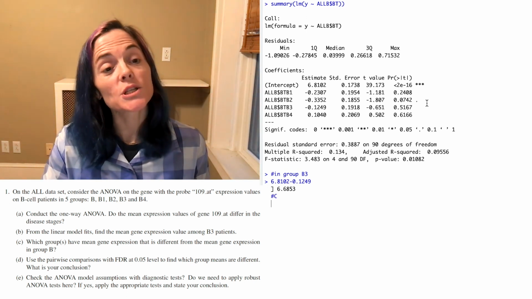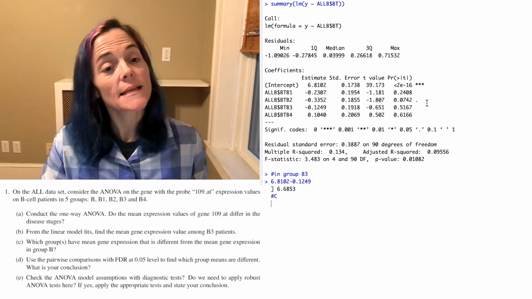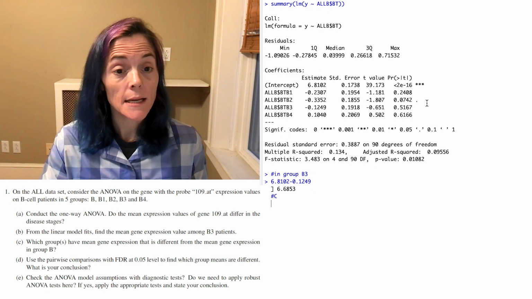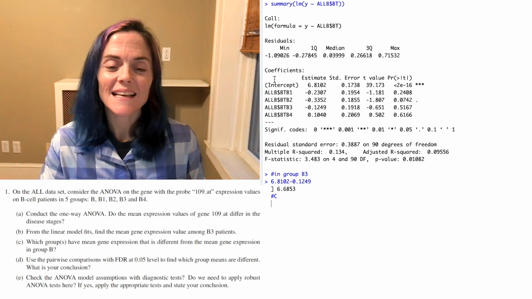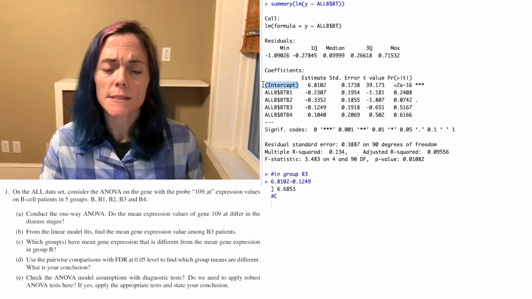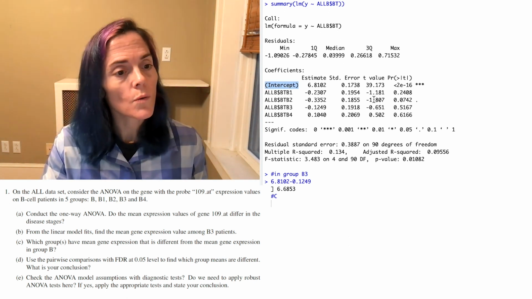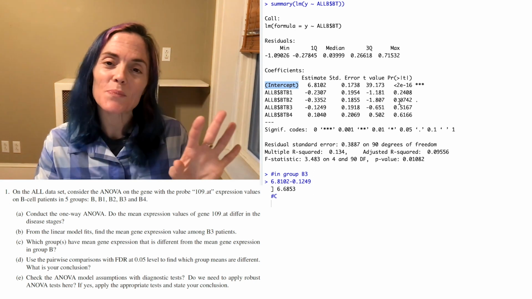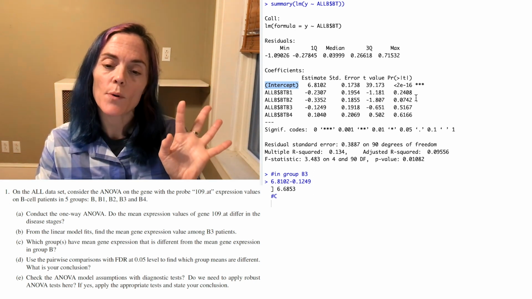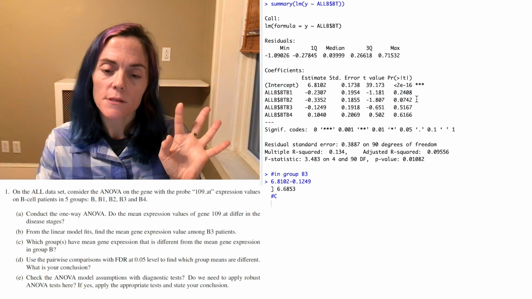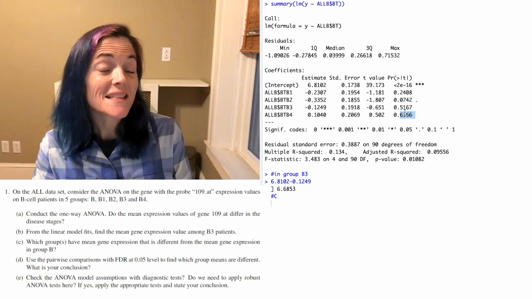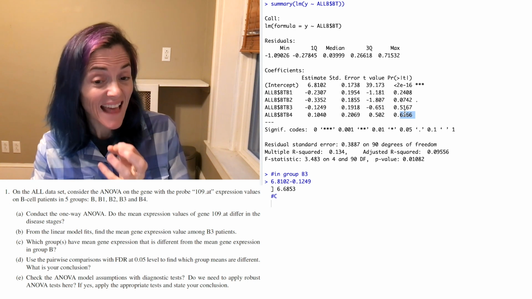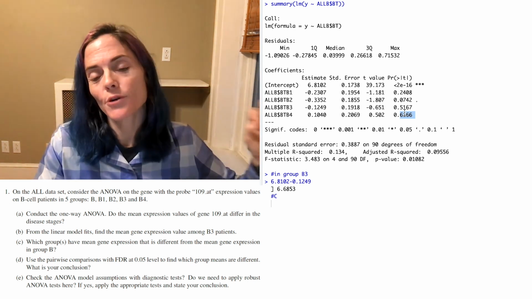Letter C, which groups have mean gene expression that is different from the mean gene expression in group B? Group B is corresponding to our intercept here. And so we can answer this with what's printed in this coefficients table. The p-values in the last column, starting with the second row, are comparing that group to group B.